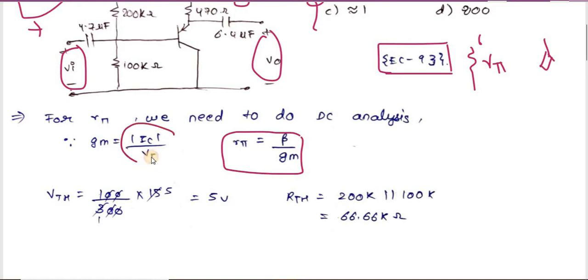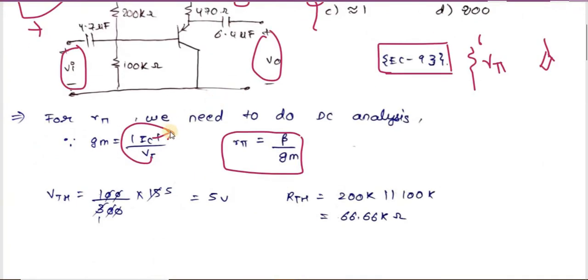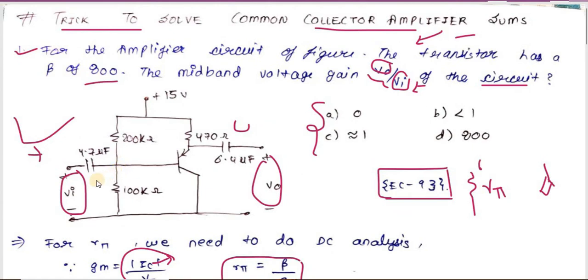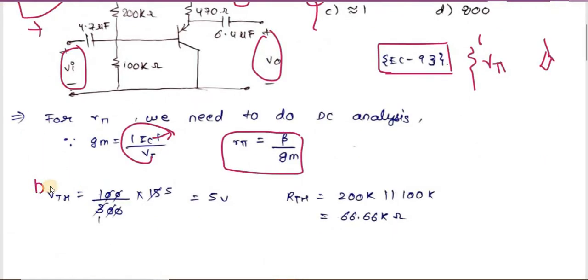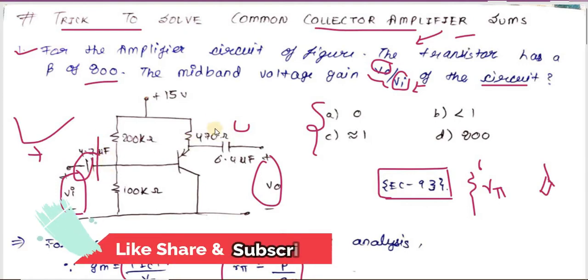From this you can clearly see that we have to use DC analysis. In this question, DC parameters like IC and VCE are not directly given, so we have to go for DC analysis to get this IC. So first of all, we will do DC analysis. In DC analysis, we open circuit all the capacitors, because we do DC analysis with frequency equal to 0.